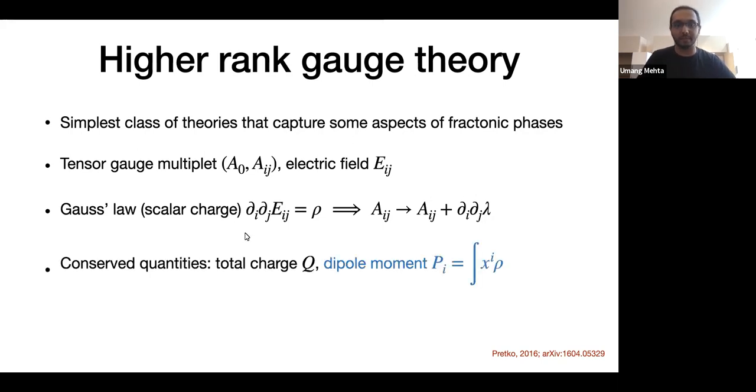Now, from this Gauss's law, one can derive conserved quantities. Naturally, the total charge, as always, will be conserved, but also the total dipole moment, which is the integral of x times rho in flat space, is also conserved. This has very non-trivial implications: isolated charges are now immobile, because if they move, their dipole moment will change, which is not allowed by our conservation laws.